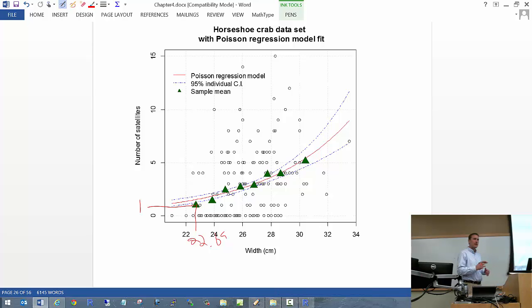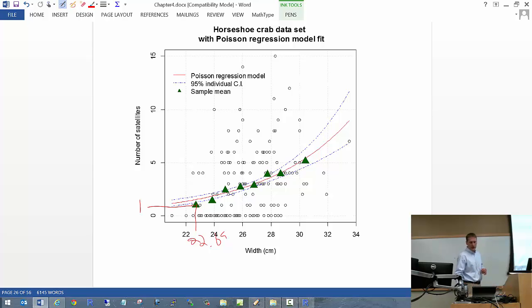Good question. Should those triangles be weighted like we did for the logistic regression? Like, in terms of the number of observations per group? You could do that as well. That would be another component that you could use.